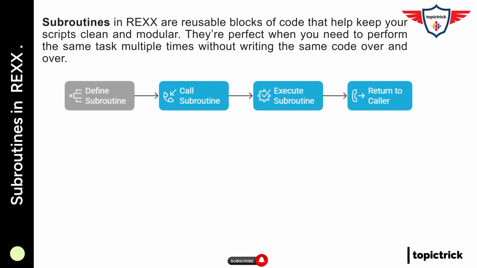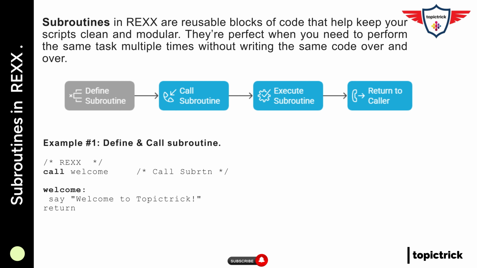In Rexx, a subroutine is typically defined using a label followed by a colon, and it's called using the call instruction. Here's a simple example. Let's say we want to print a welcome message from multiple places in our code. First, we define the subroutine like this. Welcome: say "Welcome to Topictrick" return. Then, whenever we want to use it, we simply write call welcome.